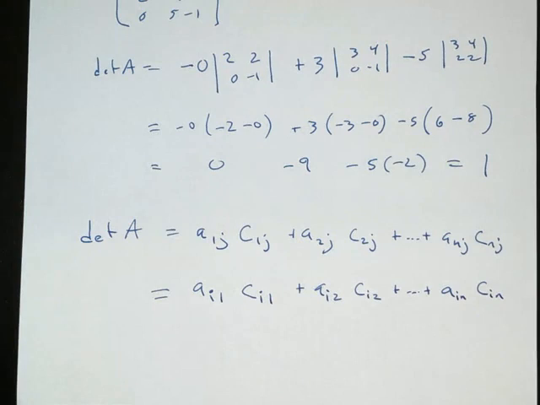The top version of this formula fixes a column J and goes down that column. The bottom version fixes a row I and goes across that row. And because I've written C instead of M, that includes the pluses and the minuses in it.